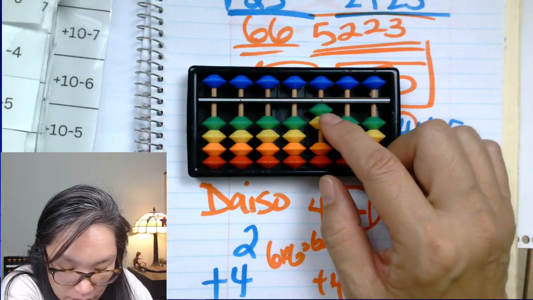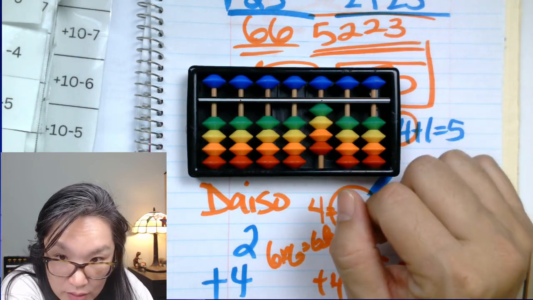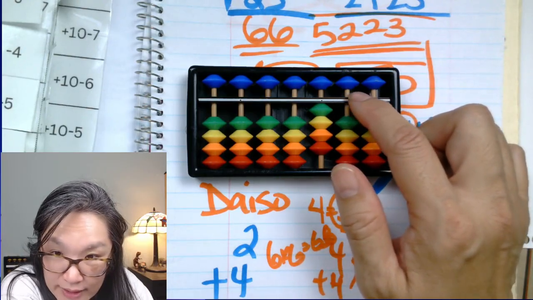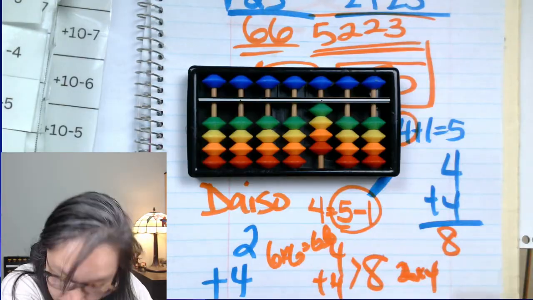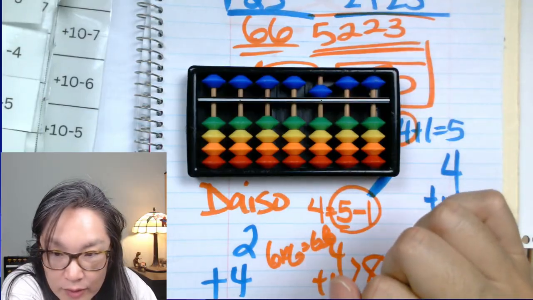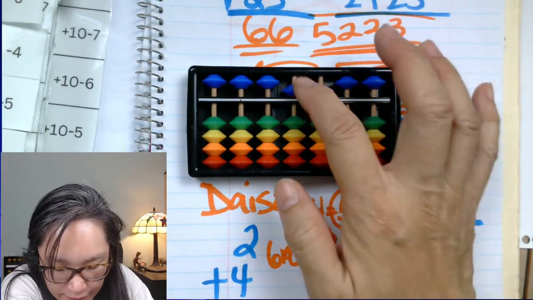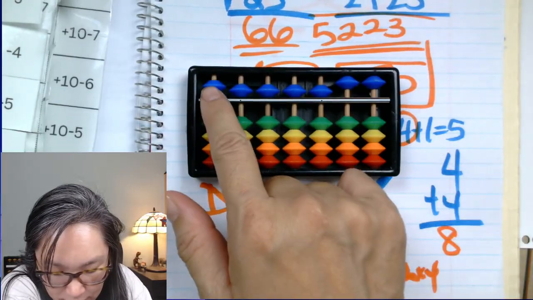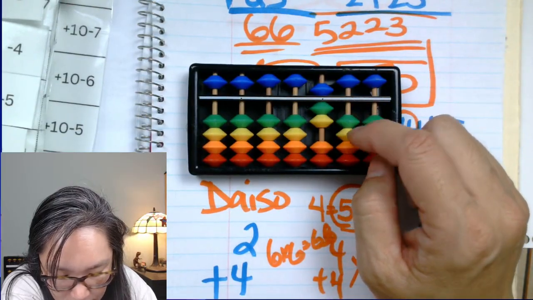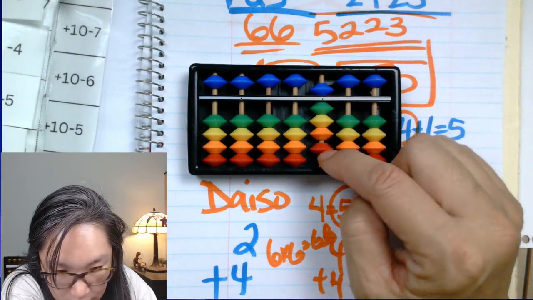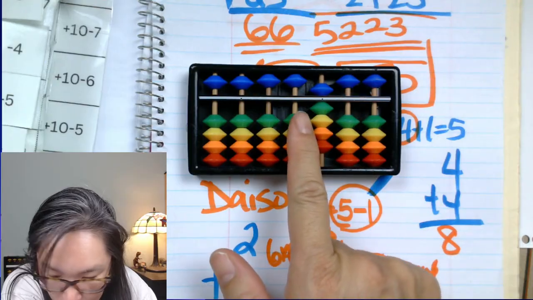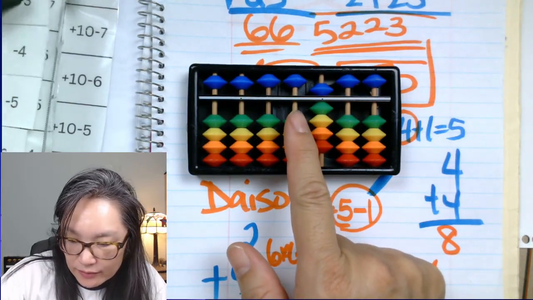1, 2, 3, 4. Anytime the beads are touching this horizontal bar is our tracking. The horizontal bar tracks 4. All the top beads will be 5 no matter what. 5, 5, 5. That's it. So then after 5, there's 6, 7, 8, 9. After 9, there's 10. 10 is this one over, just like how we have our place value.